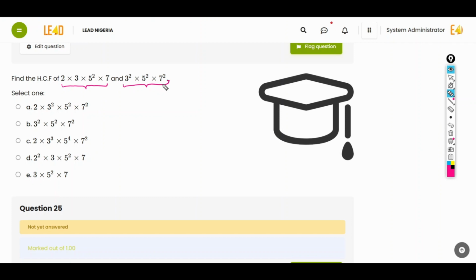But if you're asked for the LCM, then you look for the whole thing put together, but you don't repeat. For this question, I'm going to solve for both the LCM and the HCF. Let's start with HCF because that's what they asked us for.